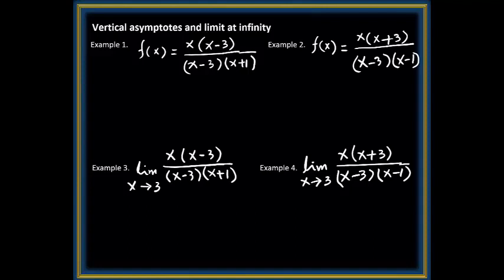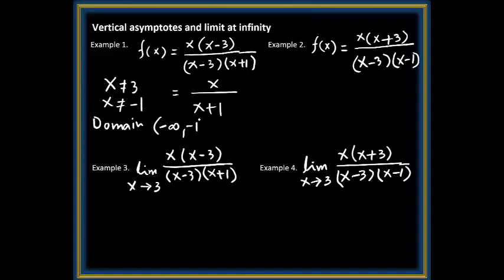So in this problem you can see x minus 3 we can cancel, provided that x not equals 3. Then the simplified version of this one will be x over x plus 1. So this function has domain, so we cannot have x equals 3, we cannot have x equals negative 1. So that means you can take negative infinity to negative 1, then negative 1 to 3, and then 3 to infinity. So this is the domain of this function.